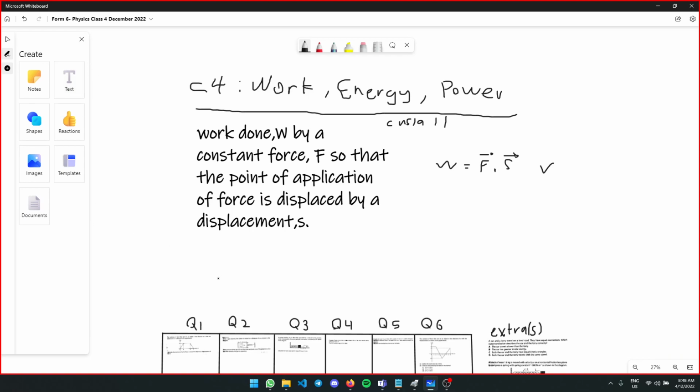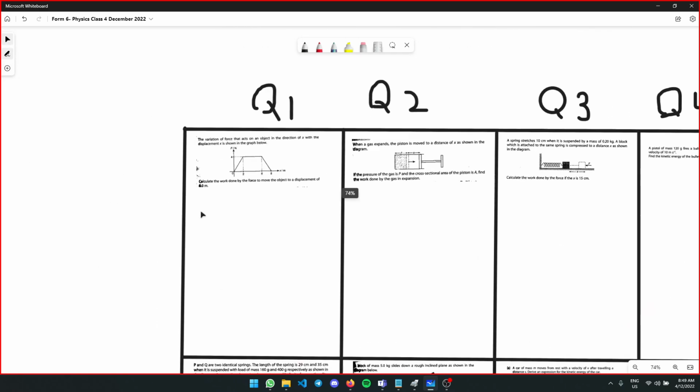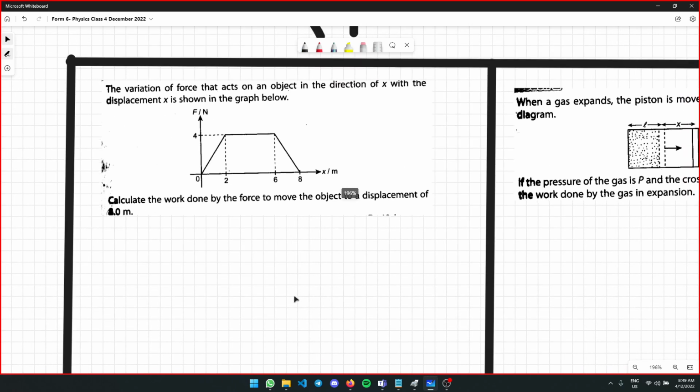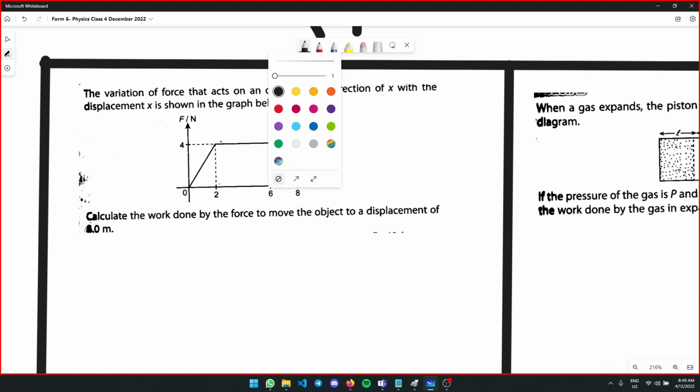So where can we start? Let's start with question one and see how to apply this. The variation of force with the displacement x is shown below. Calculate the work done by the force moving the object for a displacement of 8 meters. Sorry for the scan, I'm not sure why that's happening, but let's try to solve this one.